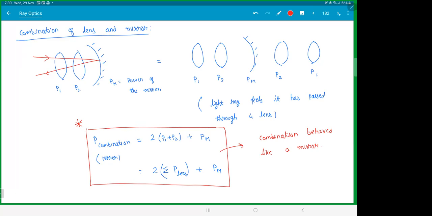Great. Now tell me one thing. How do you decide whether a combination is a mirror or a combination is a lens? Here it was visible, but how do you decide normally whether a combination is a lens or a mirror? Can someone tell me what is the crucial difference between a lens and a mirror? Anything that you think of.